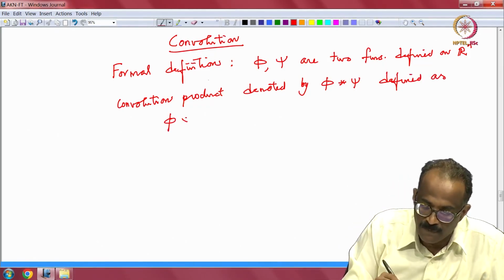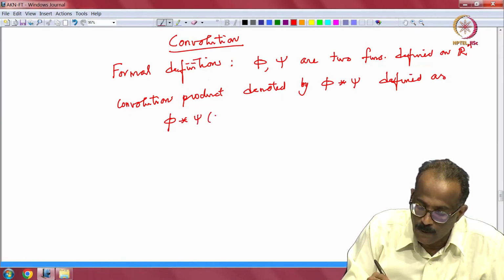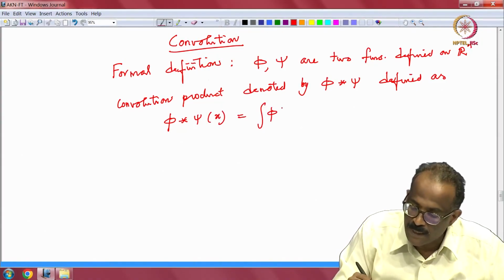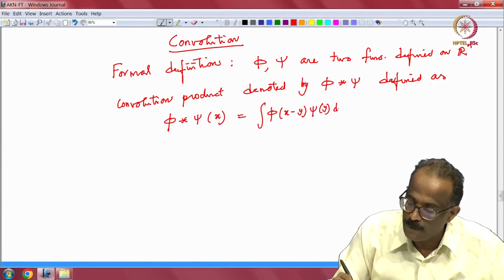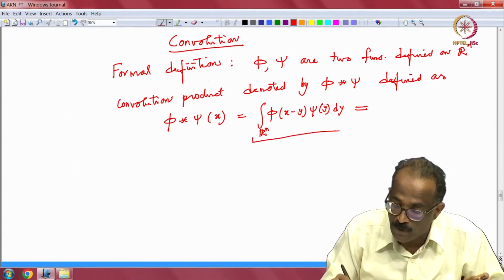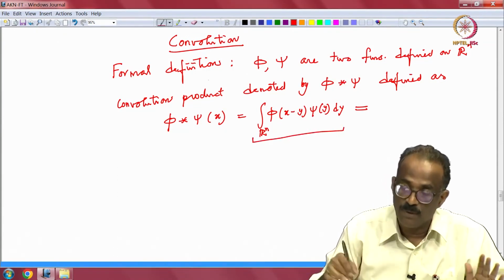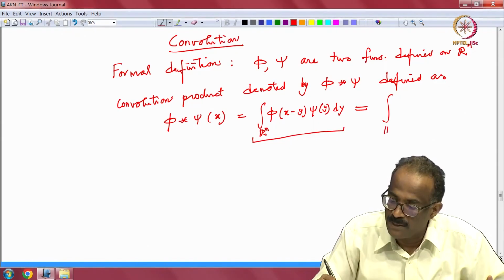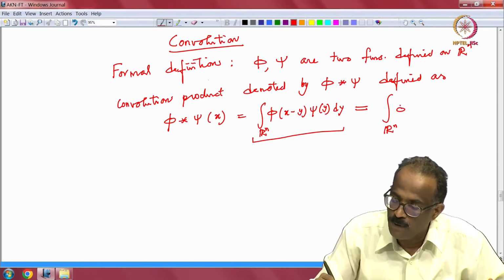phi star psi of x is equal to the integral of phi of x minus y psi of y dy. Of course again it is in Rn. By the translation invariance, this may not be meaningful, okay. Let us not bother about the meaning, but once it is meaningful you can just use the translation invariance of the Lebesgue measure. This is also equal to the integral of phi of y psi of x minus y dy.